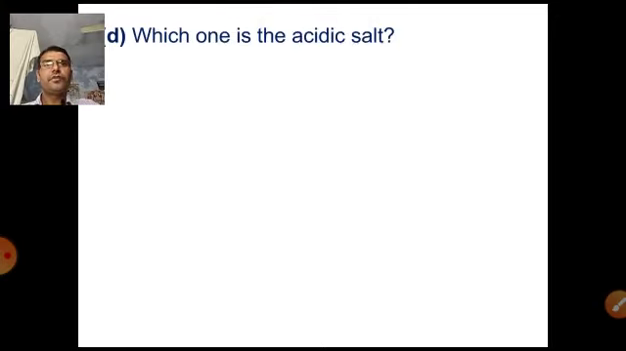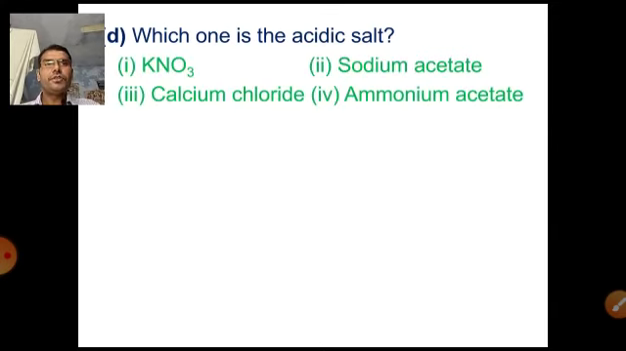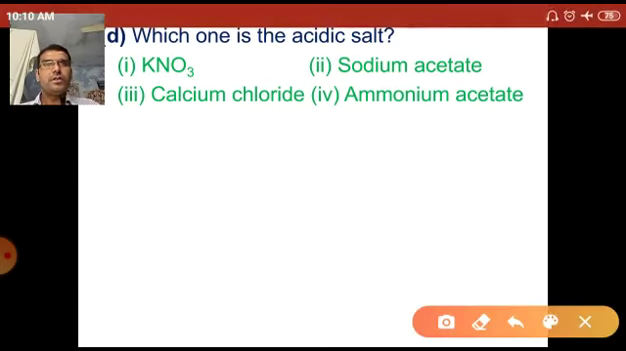Now the next question, which one is the acidic salt? The choices here are KNO3, sodium acetate, calcium chloride, ammonium acetate. KNO3 is not an acidic salt, it is a neutral salt. Sodium acetate is a basic salt. Calcium chloride is an acidic salt. How? I will explain. And the 4th option, ammonium acetate, is also a neutral salt.